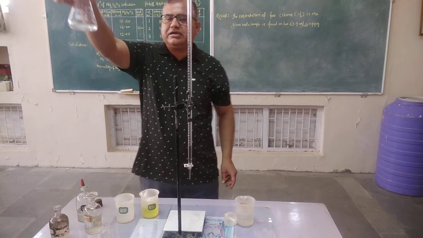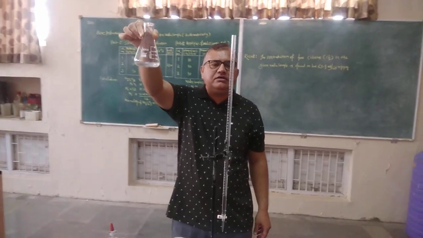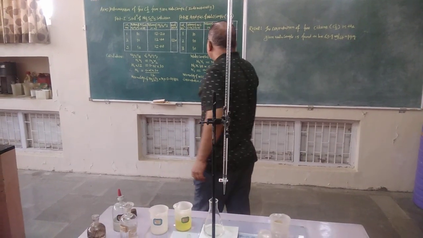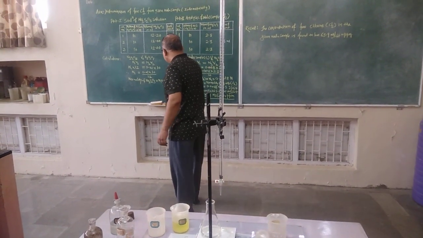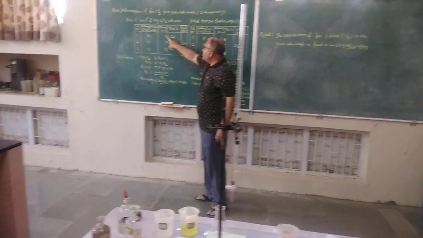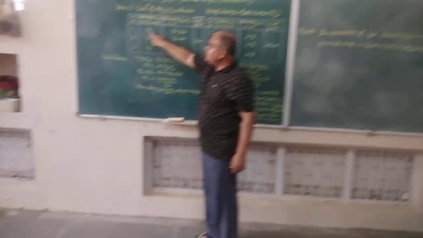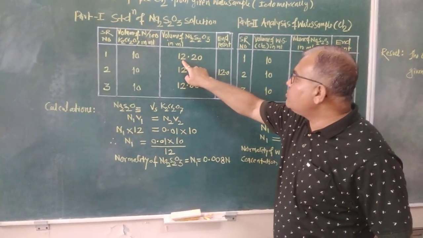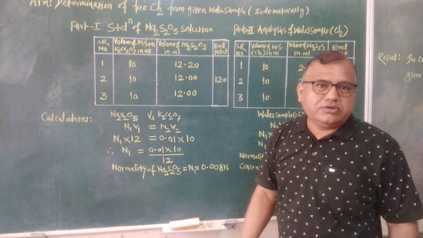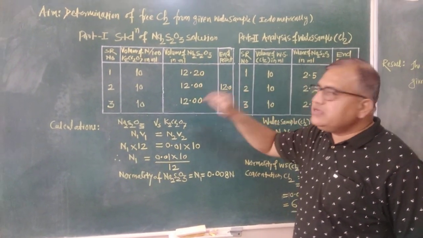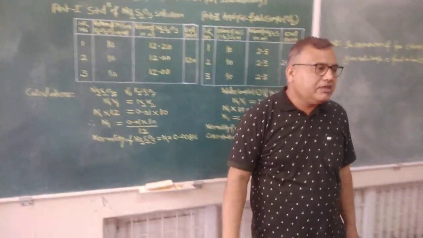See this exactly. So this is your end point, and it is 12.2. See, I have written in this column that for this particular 10 ml of K2Cr2O7, the end point is 12.20. Okay. So this is your pilot reading, and now you continue the titration in a similar way.